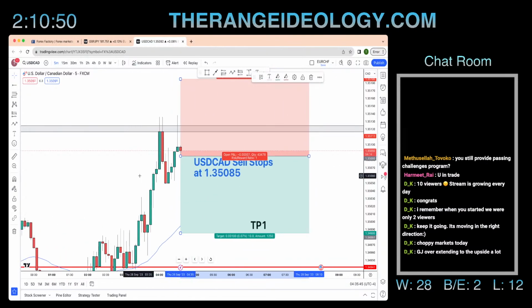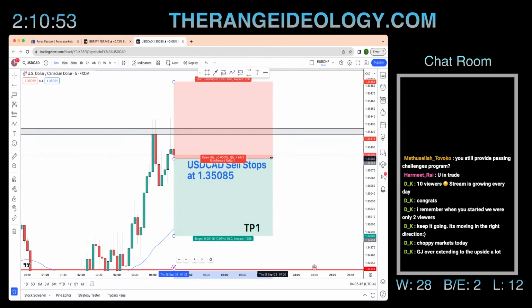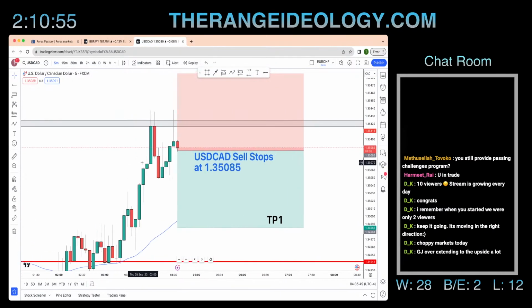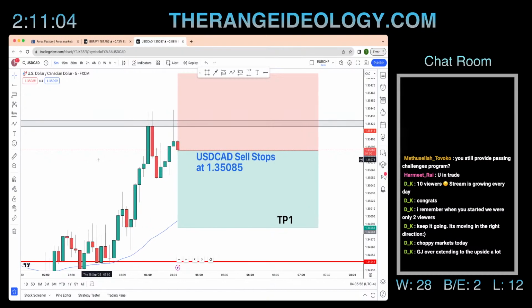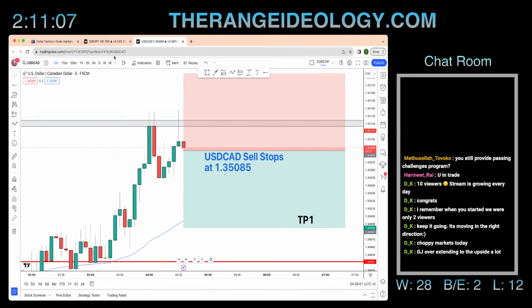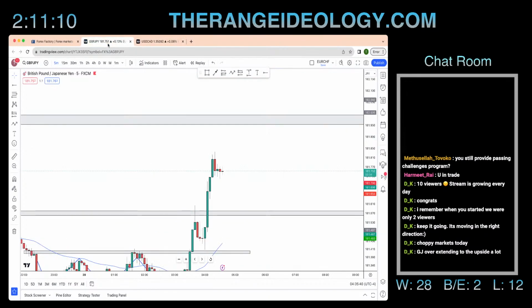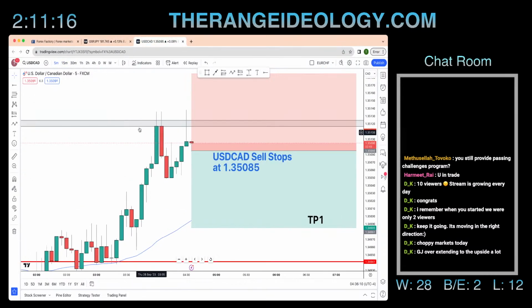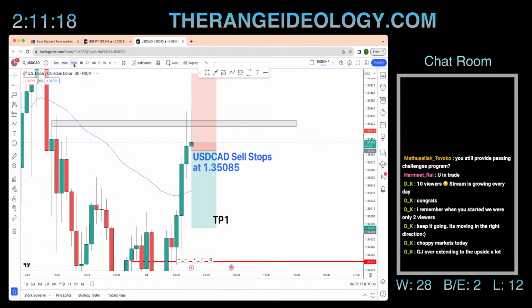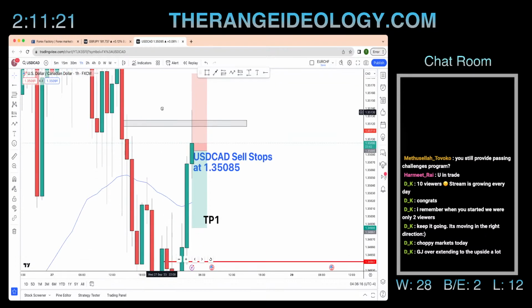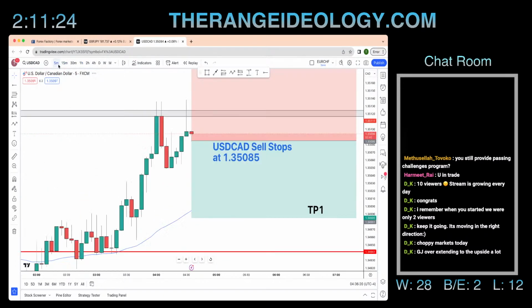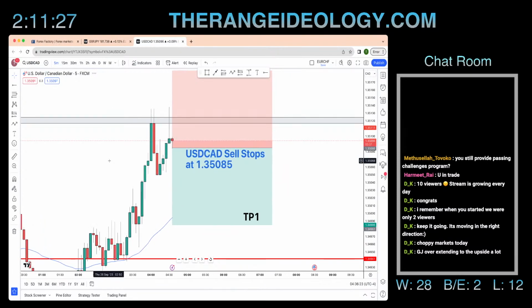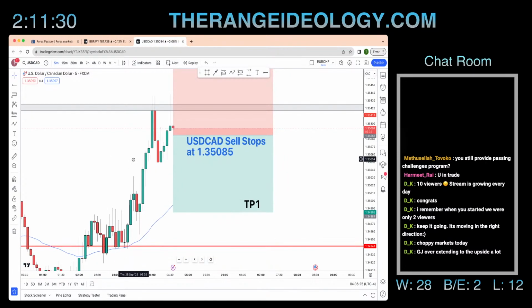All right, here it goes. Alrighty, okay. Let's get that push. Let me just take a look at GJ here. Okay, yeah, GJ can definitely continue the push up, and USD CAD can continue the push down. So everything is set accordingly. We just need a good push down here from USD CAD.